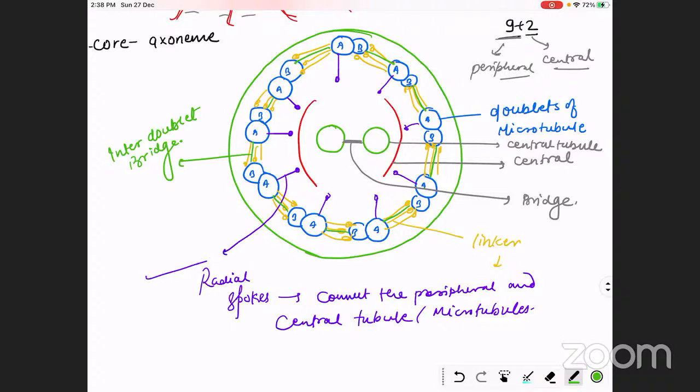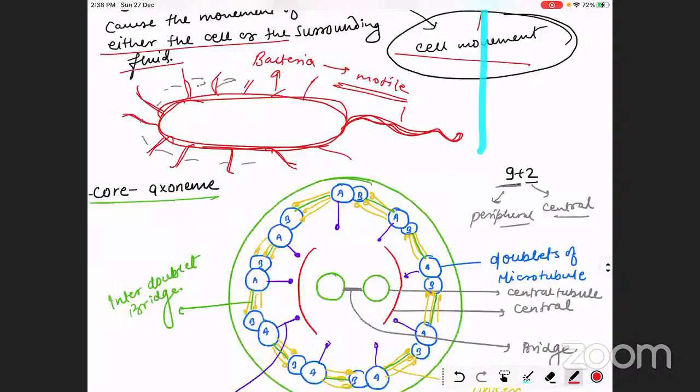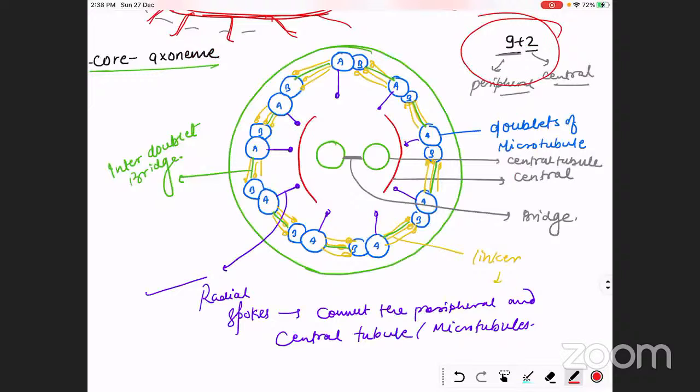I'm explaining it again. The core is known as the axoneme. The function is movement of the fluid around the cell, or the cell itself. Cell movement will be taken up by the flagella. The structure is a 9 plus 2 structure, in which 9 is peripheral microtubules and 2 is the central microtubules. All the structure is covered by the plasma membrane.